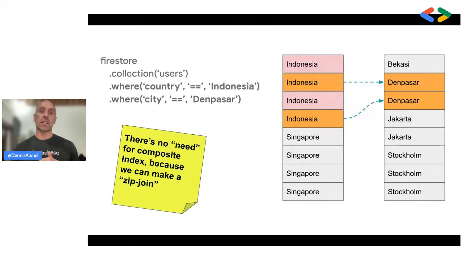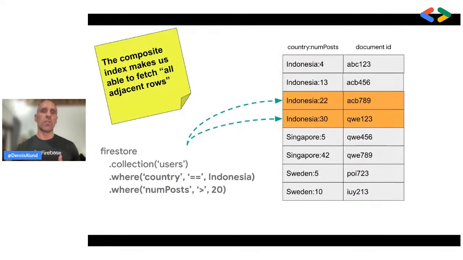You can make a composite index for it if you want in order to optimize it further. But it's only if you're making inequality checks such as bigger than, smaller than, it's only then that you need to make composite indexes. And the reason for this is that if you're going to make a check, for example, this one is for inequality, where you say number of posts bigger than 20.